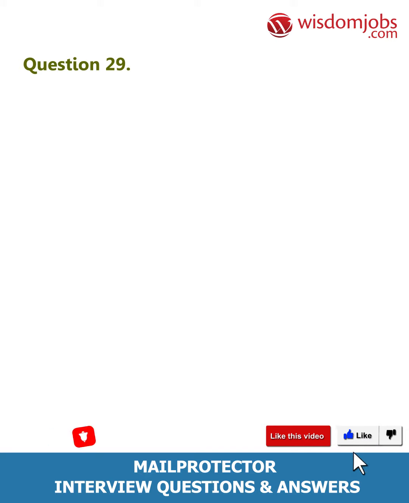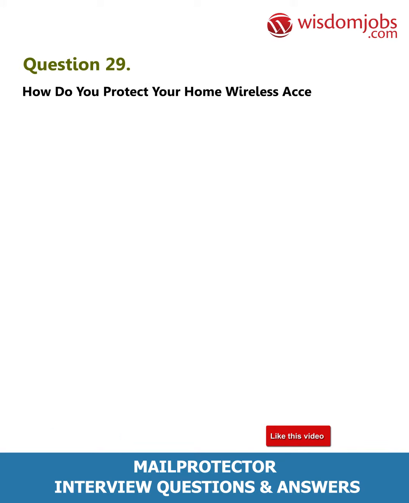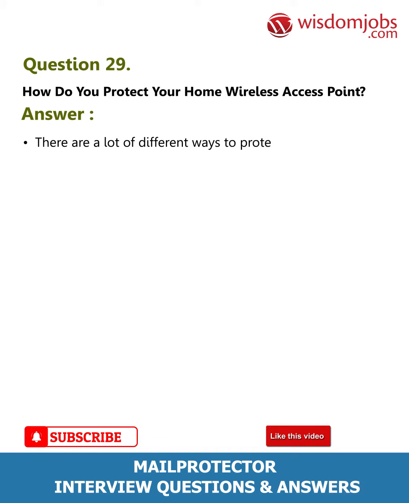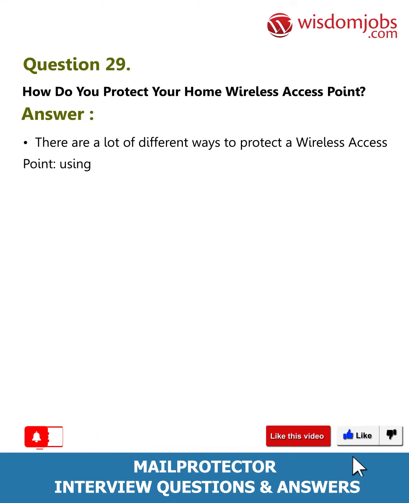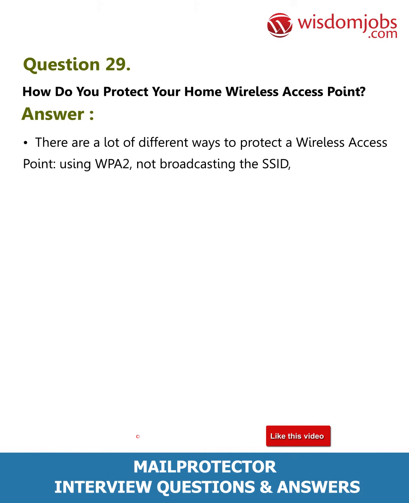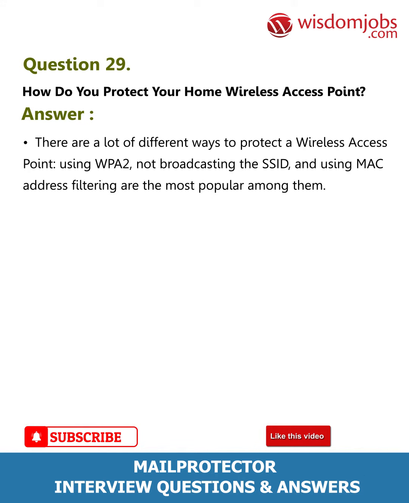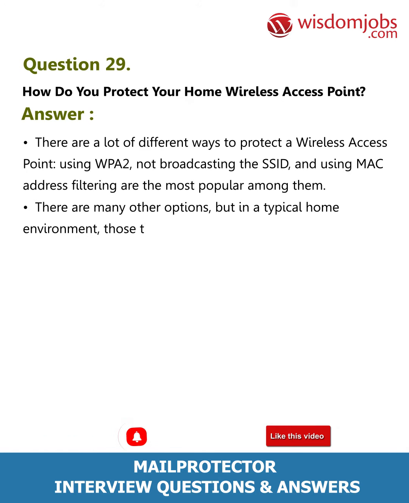Question 29. How do you protect your home wireless access point? Answer. There are a lot of different ways to protect a wireless access point. Using WPA2, not broadcasting the SSID, and using MAC address filtering are the most popular among them. There are many other options, but in a typical home environment, those three are the biggest.